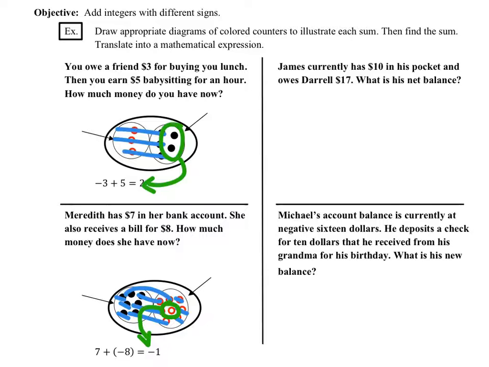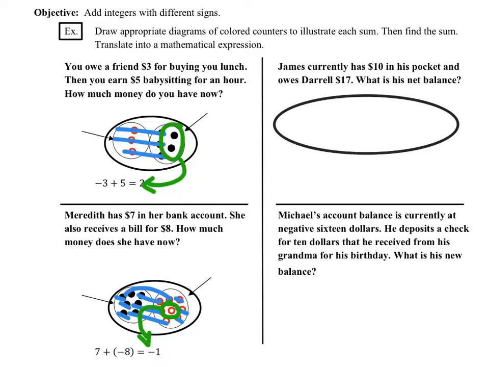Now I'm just following the directions, right? It says we're going to draw an appropriate counter illustration for these examples. So like this first one, right? We'll just use the oval like they've been doing. And then we'll also find the sum and then translate into a mathematical expression, which we'll show.